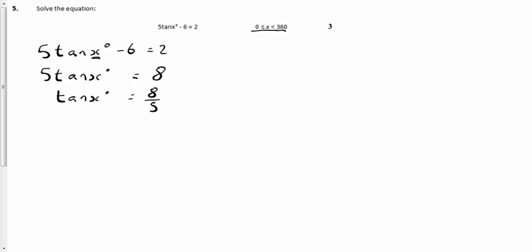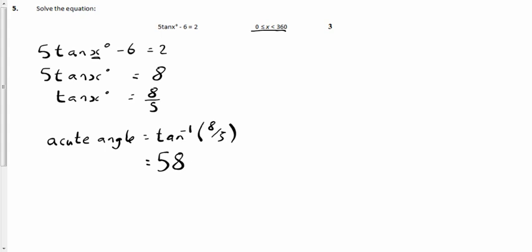Now, the first step here is to find the acute angle I'm dealing with. I know tan of x equals 8 over 5, so I'm going to find the inverse tan of 8 over 5. So, typing that into my calculator gives, rounding to one decimal place, 58.0.